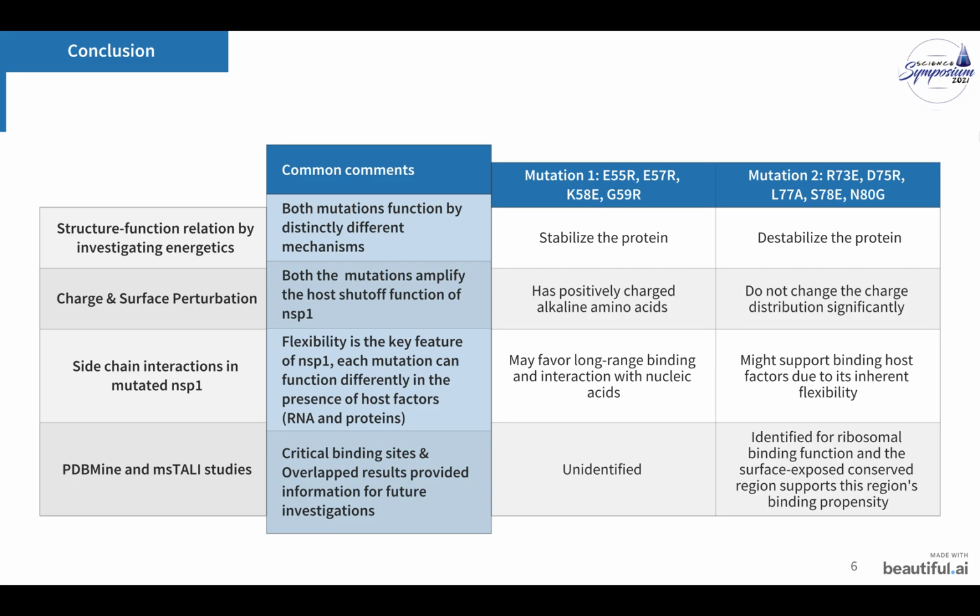On investigating the side chain interactions in the mutated NSP1, we can say mutation 1 may favor long-range binding and interaction with nucleic acids, while mutation 2 might support binding host factors due to its inherent flexibility. Flexibility is the key feature of NSP1. Each mutation can function differently in the presence of a host factor, which is a RNA or a protein.